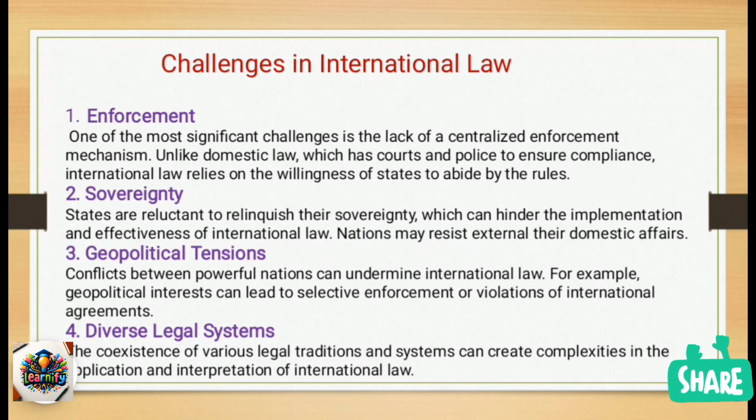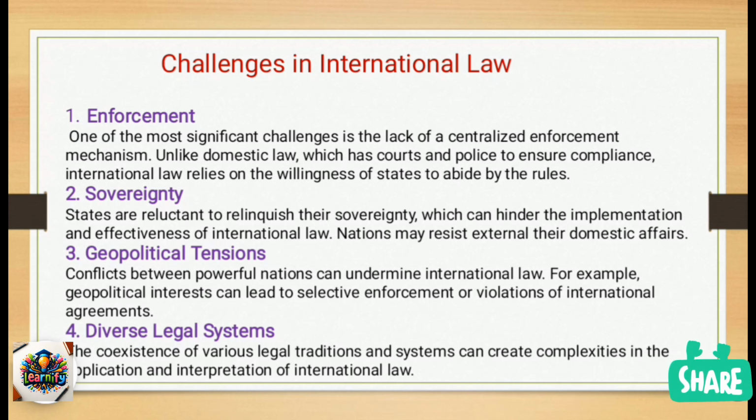Challenges in international law enforcement. One of the most significant challenges is the lack of a centralized enforcement mechanism. Unlike domestic law, which has courts and police to ensure compliance, international law relies on the willingness of states to abide by the rules.